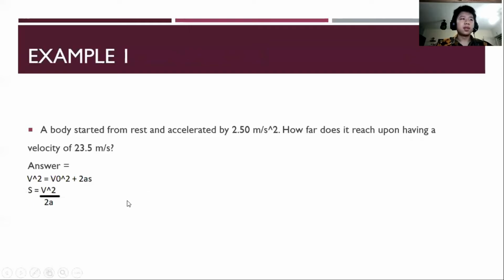We want to find the S, so 2A is gonna be switching sides. Since it was multiply, it's gonna become divide. Now V squared over 2A. So S equals V squared over 2A. V squared is 23.5 squared over 2A, 2 times 2.50. The final result is gonna be 110 meter.